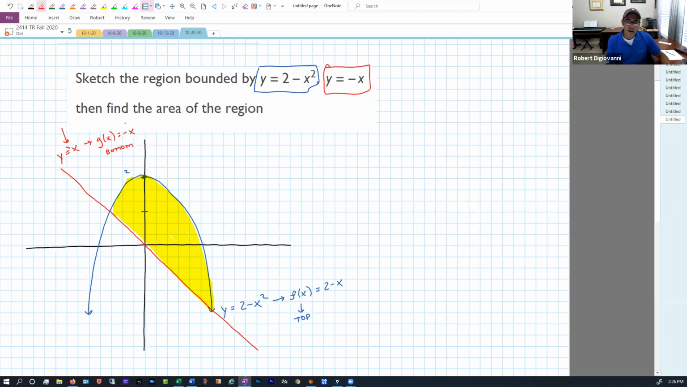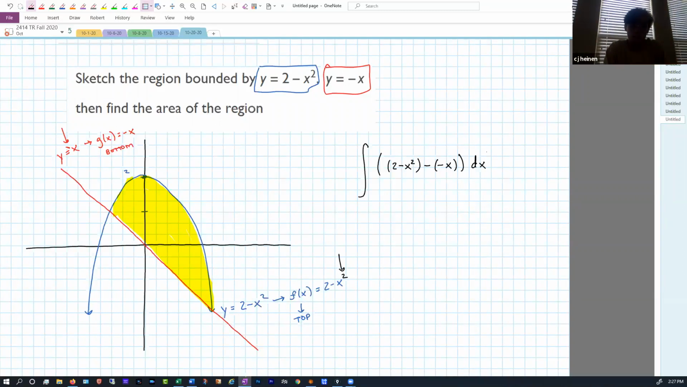And I already know that the formula for this is going to be the integral of the top function, f of x, I forgot the squared there too, minus the bottom function. Okay, that's the formula. It's the top one minus the bottom one. But I still need what here? The limits. The limits of integration.